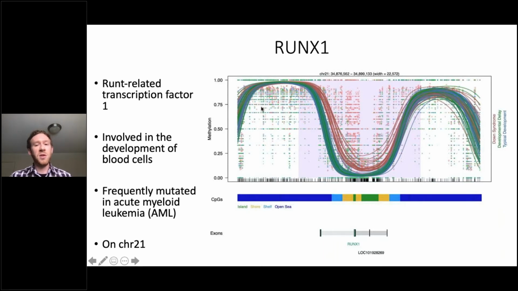And RUNX1 is striking because in addition to being one of these pan-tissue genes, it's involved in the development of blood cells and frequently mutated in acute myeloid leukemia. And it's also located on chromosome 21 itself, which is striking. But what's also interesting about it too is there's a lot of new research emerging that it doesn't just have a role in blood, but also in neurodevelopment.